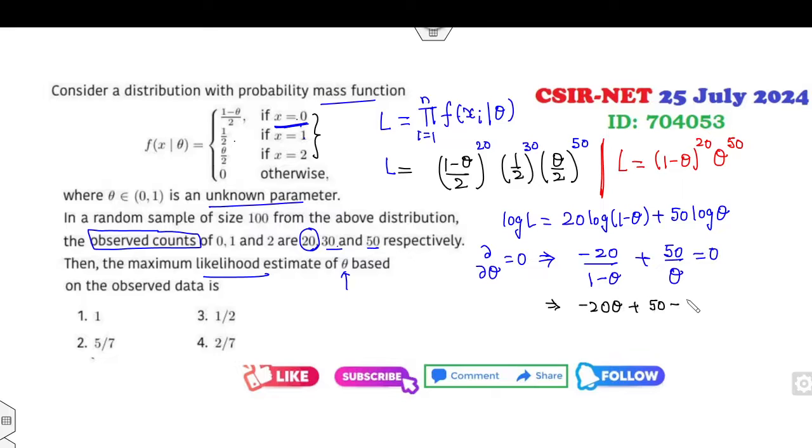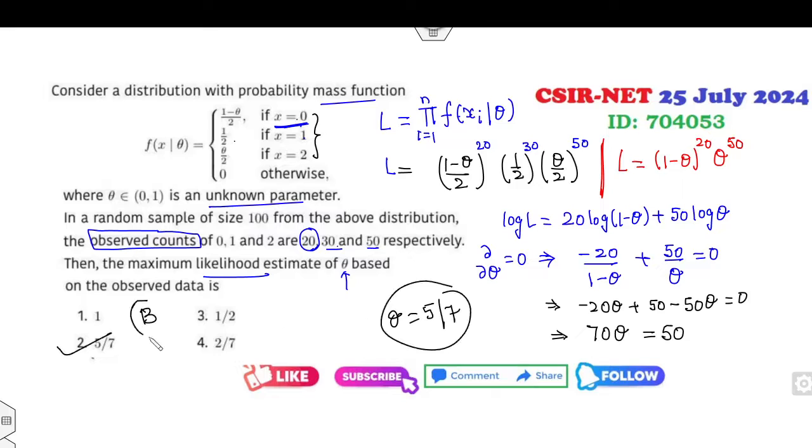Plus 50 minus 50 theta is equal to 0. So that will give you 70 theta is equal to 50. So theta is 5 over 7, which is the right answer of this problem.